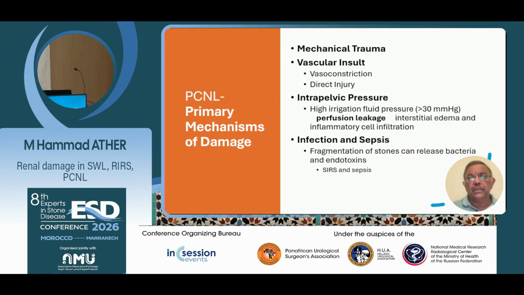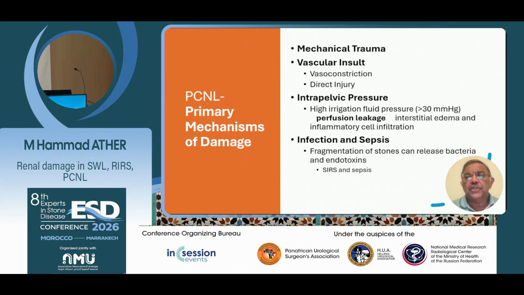The third and perhaps the most invasive of the endourological interventions that we as urologists use is percutaneous nephrolithotomy. Percutaneous nephrolithotomy related mechanical trauma is the most frequent cause of renal injury. The vascular insult, which occurs upon development of the access into the kidney, results from either vasoconstriction, which is more frequent and is an immediate response to the access, or direct vascular injuries, and can both result in short-term or long-term damage.